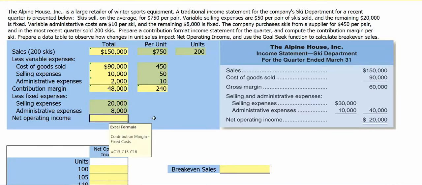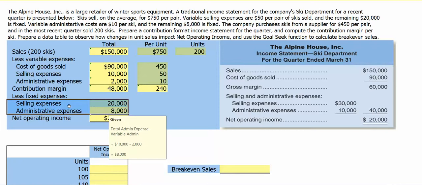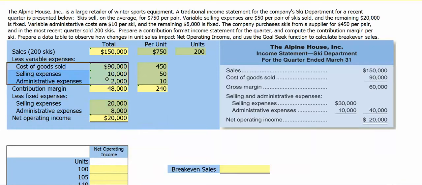Our net operating income then is our contribution margin of $48,000 minus our fixed selling minus our $8,000 in fixed administrative cost. So we have a $20,000 net operating income, which is the same that we have for our traditional income statement, where we break our cost down by functional area, where here we've broken them down by cost behavior. Fixed cost at the bottom and our variable cost up top. And we're going to find this contribution margin approach is very useful for calculating break-even amounts and analyzing our performance later on in Chapter 5.